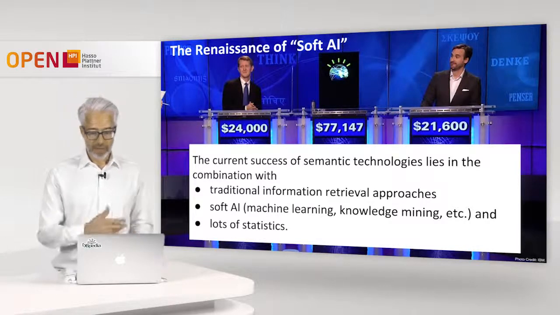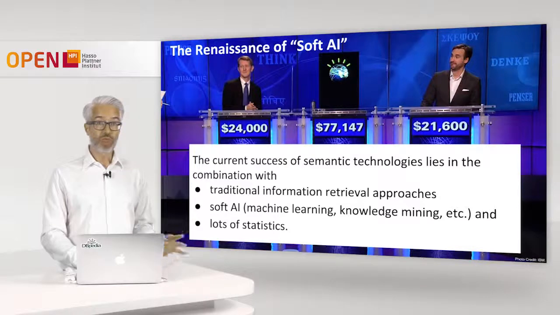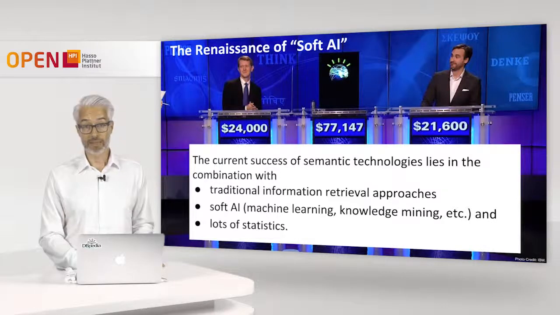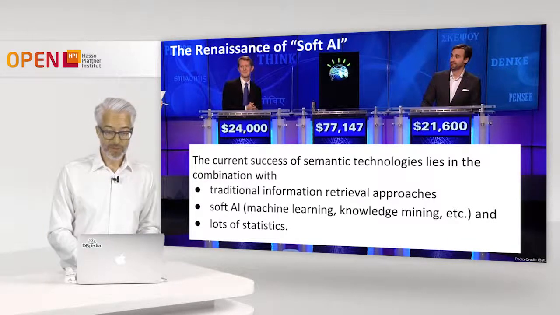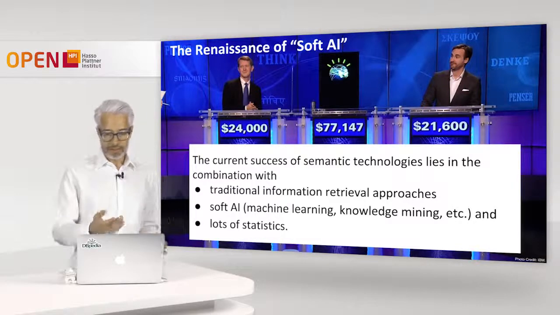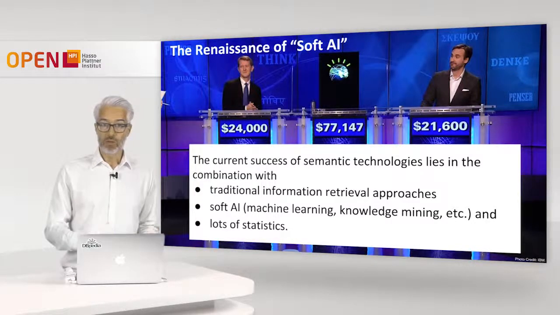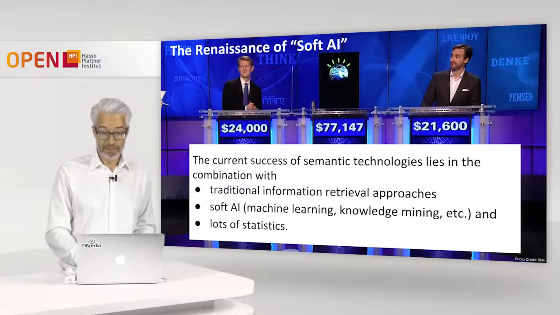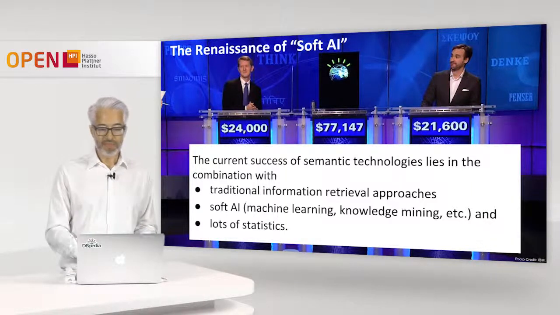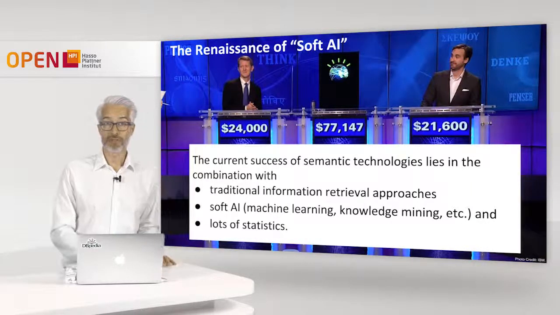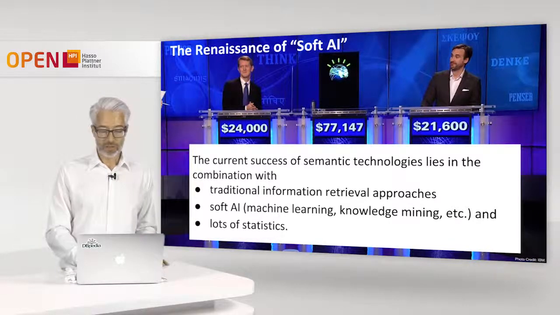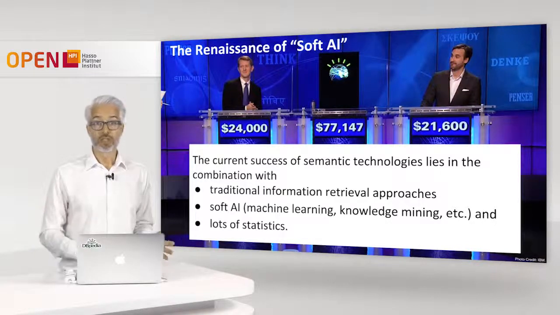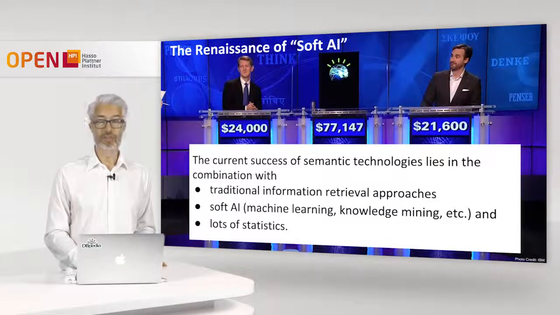And here, of course, many technologies that we are talking about now, including technologies from information retrieval and statistics, are involved to produce answers that are comparable with answers of a human, and which often surpass these answers or are better answers. So the success of these so-called soft AI technologies depends on traditional information retrieval approaches, which are combined with machine learning, knowledge mining, for example, and on the other hand, lots of statistics.